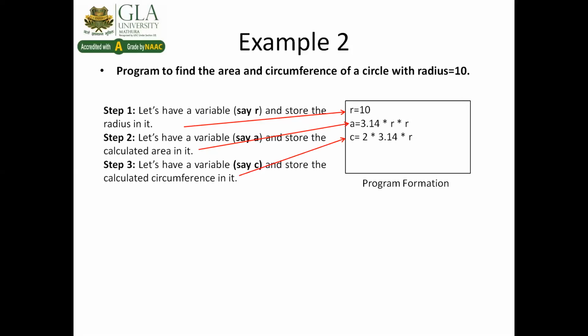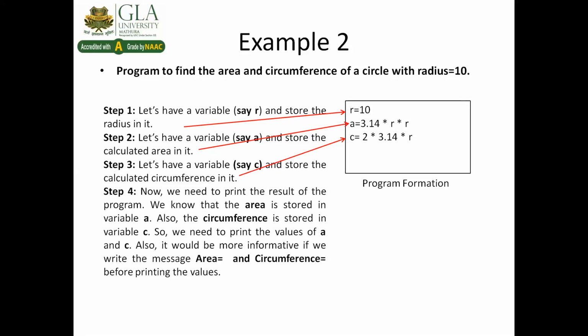Now we have the values of a and c along with us and we need to print these values. So we need to print the value of a and c, but just printing the value of a and c would not help in a better way. We need to give a message as well that this is the value of area and this is the value of circumference.